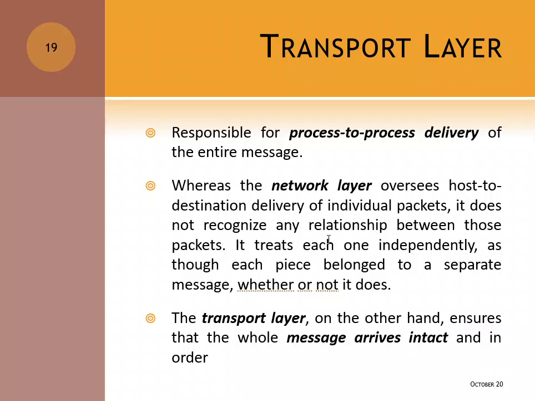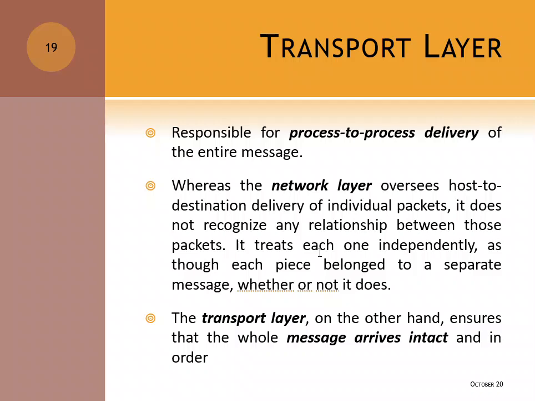Okay, network layer akan menghantar data daripada source to destination. However, it does not recognize any relationship between those packet. Okay. Dia just hantar je. Dia tidak tahu sebarang perkaitan antara packet yang dia hantar. Mungkin kalau data tu besar, dia akan dipecahkan kepada beberapa packet. Dan bila sampai ke receiver, packet tu mungkin sampai dalam keadaan yang tidak tersusun.